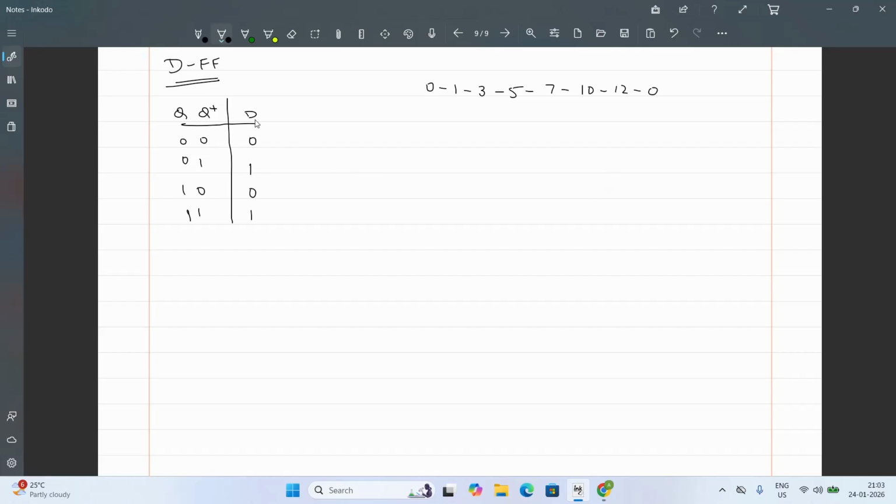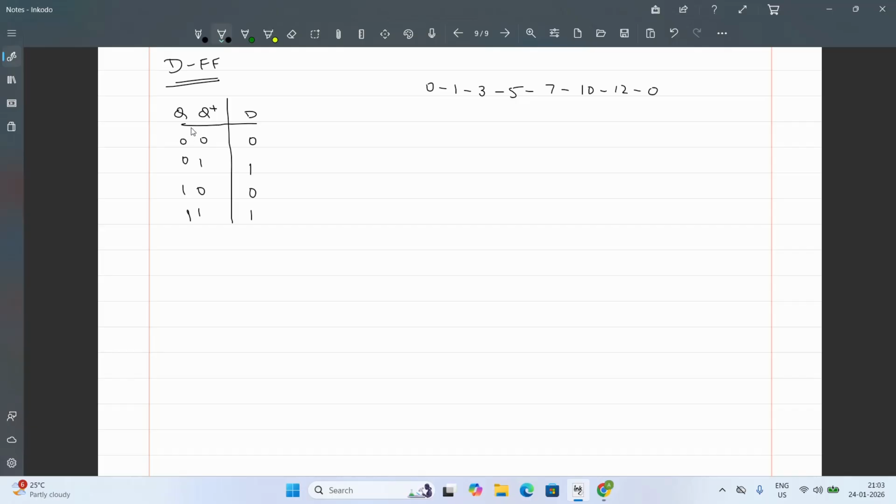In this video, we'll see how to design synchronous counter using the second type of flip-flop, that is D flip-flop. Here is the excitation table for the D flip-flop. It has only three columns: present state, next state, and only one input, that is D.